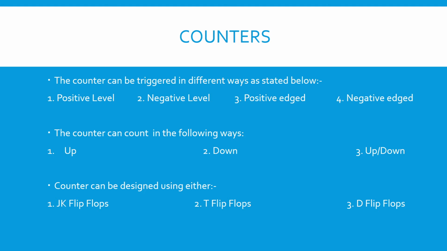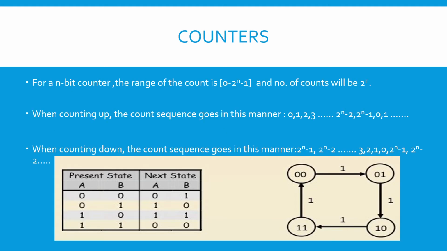Counters can be designed using 3 types of flip-flops: JK flip-flops, T flip-flops and D flip-flops. But in this presentation we are using only JK flip-flops, which are the most versatile flip-flops and are used in counters as they show toggle mode. In further slides we will see what toggle mode is. For an n-bit counter, the range of count is 0 to 2^n minus 1, and the number of counts will be 2 to the power n.